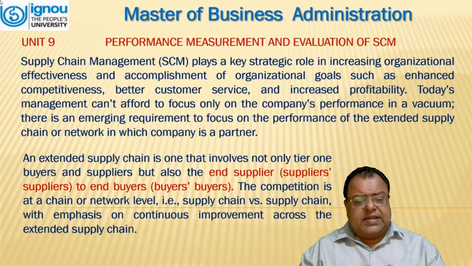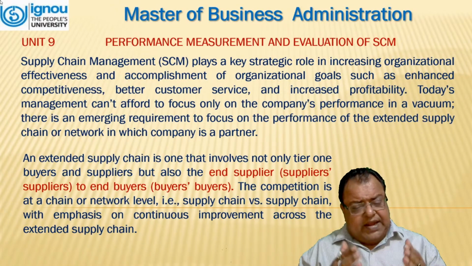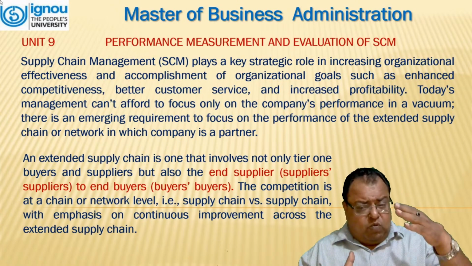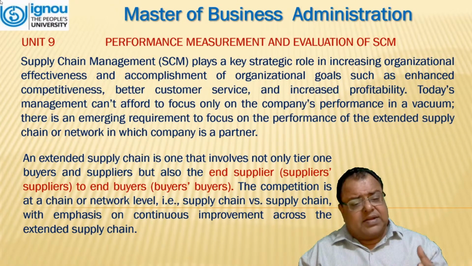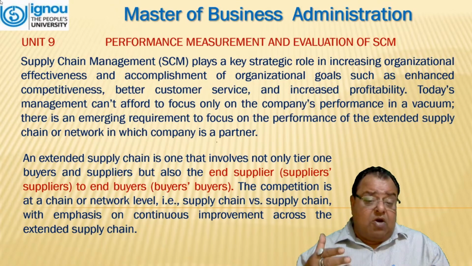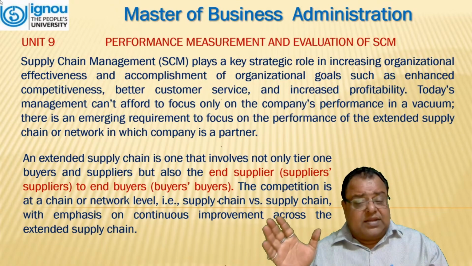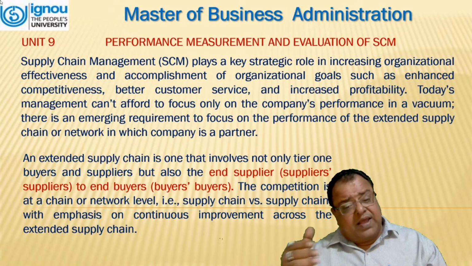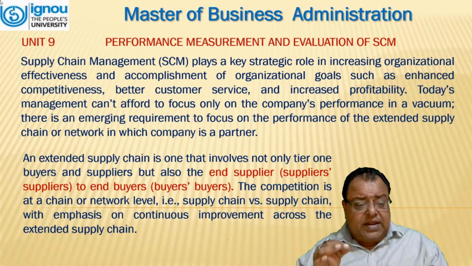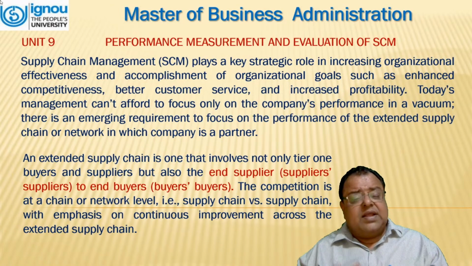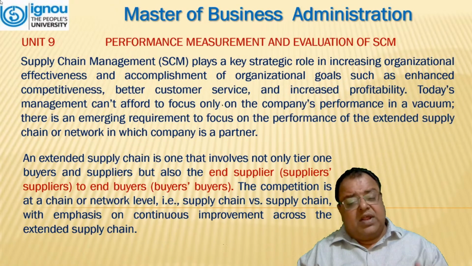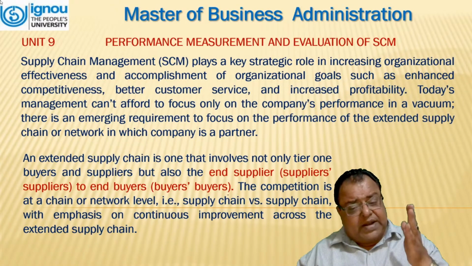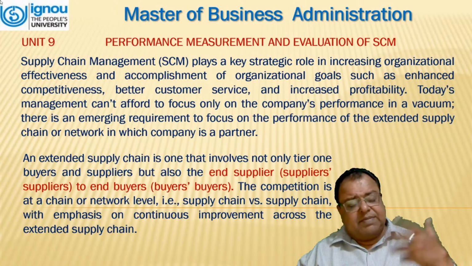An extended supply chain is one that involves not only tier 1 buyers and suppliers, but also the end suppliers, suppliers to end buyers, that is, buyers to buyer. The competition is at the chain or network level, that is, supply chain versus supply chain, with emphasis on continuous improvement across the extended supply chain.